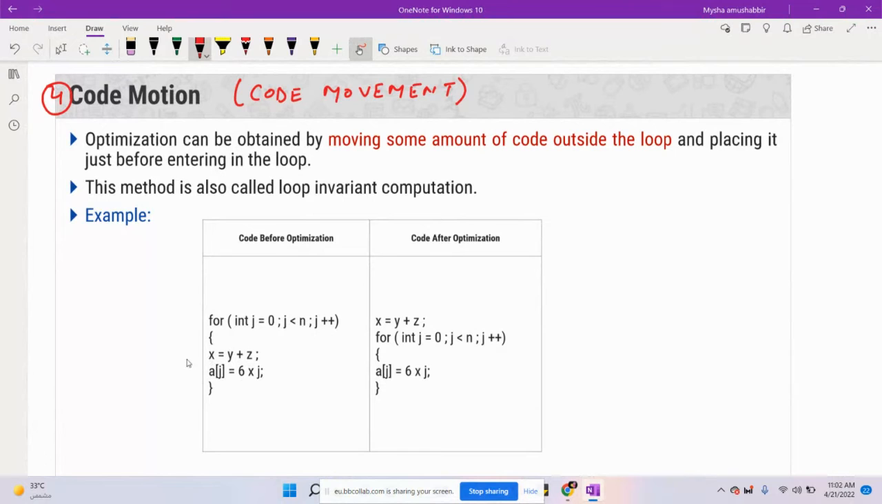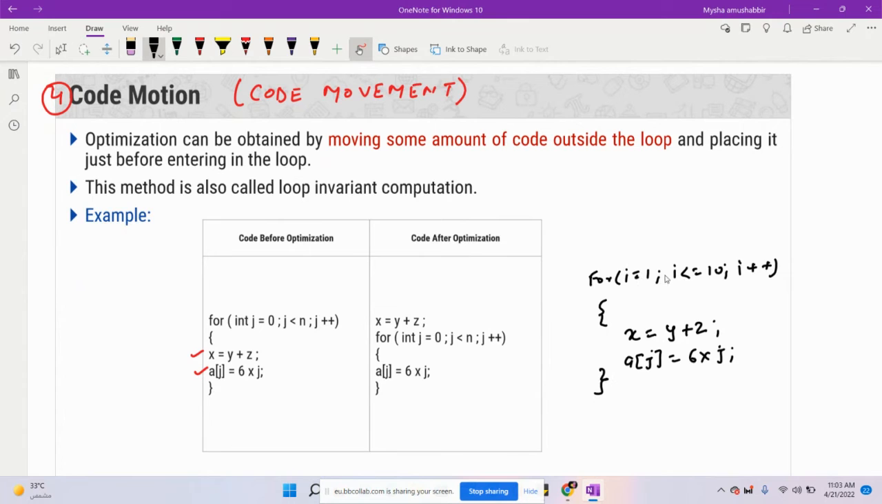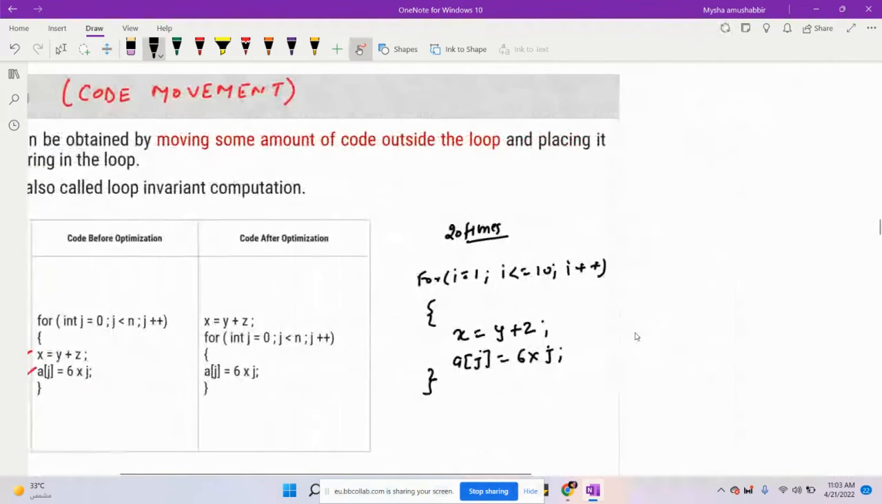See, in the loop, how many lines? 2 lines. Maybe suppose here I write for i equal to 1, i less than equal to 10, i plus plus. Suppose this one. So how many times? 1 to 10 times. That means 10 times it does this operation, x equal to y plus z and a[i] equal to 6 into i. So 2 lines, 10 times, so total 20 times it will run, because 10 into 2 is 20.